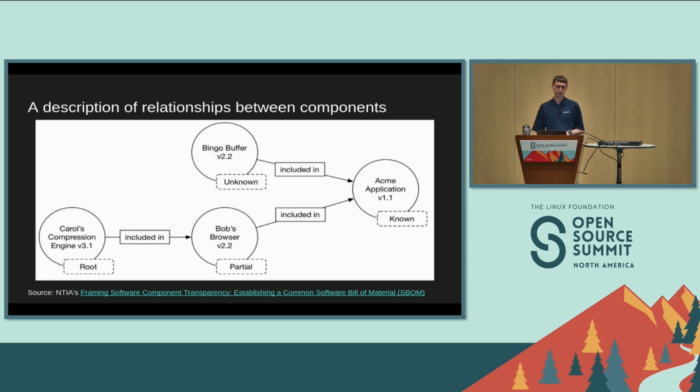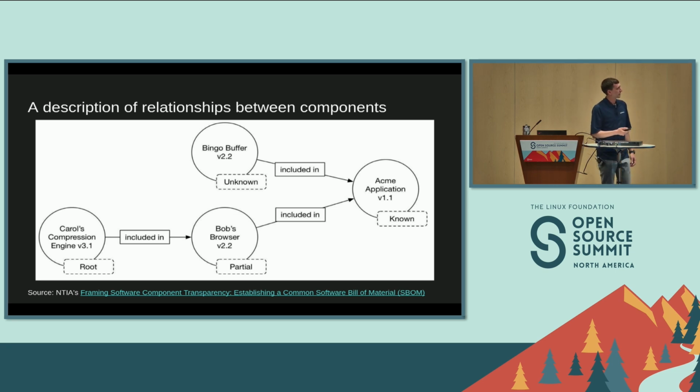You'll also see it described this way, where it's a relationship between components. Software is generally made up of a lot of different things that go into whatever the final product is, and those things have relationships to each other. This comes from the NTIA framing document. You'll see there's all these different software components here, and then these are the relationships that link them together.